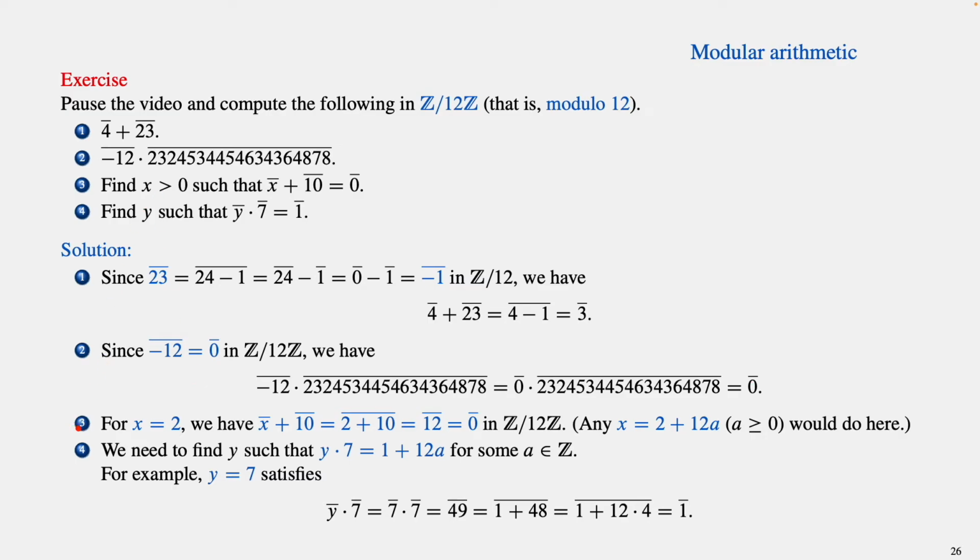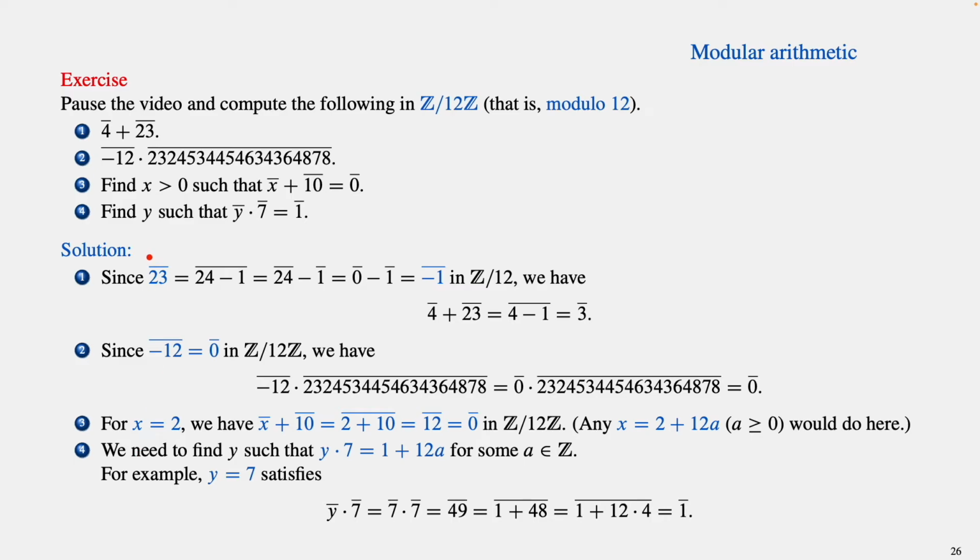For number 3, we can take x equal to 2, and then we have the residue class of x plus the residue class of 10, so that's 2 plus 10 residue class, and that's 12. But modulo 12, this is 0, so x equal to 2 is a solution to this question here. But in fact, there are many solutions, infinitely many even, because any x of the form 2 plus 12a with a greater or equal 0 would have done here.